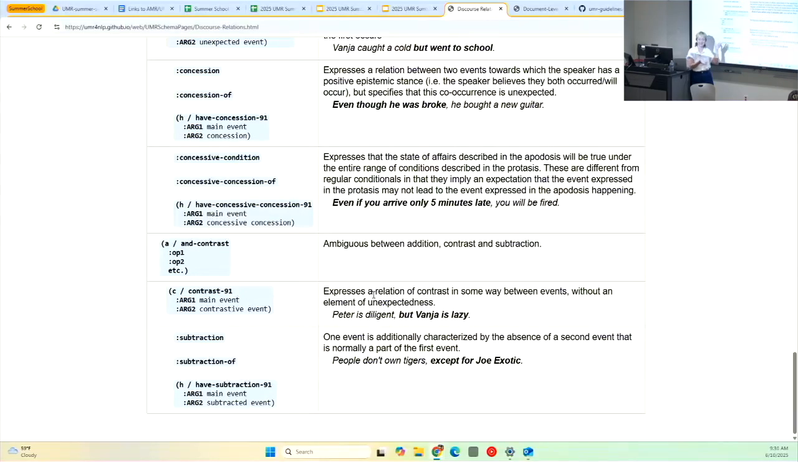Any other questions about discourse relations? We have other things to get through this morning still, but we can talk more and work with more examples in the hands-on sessions later.